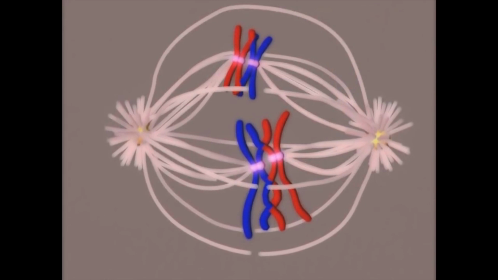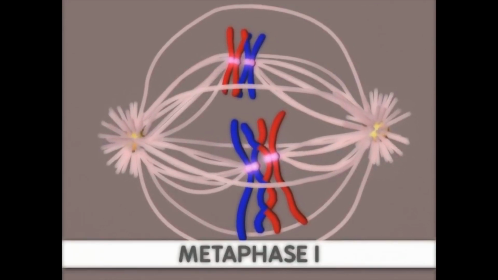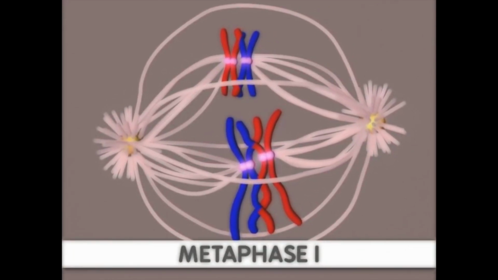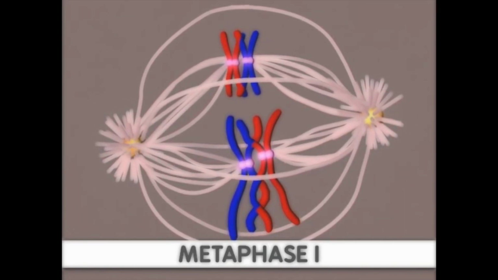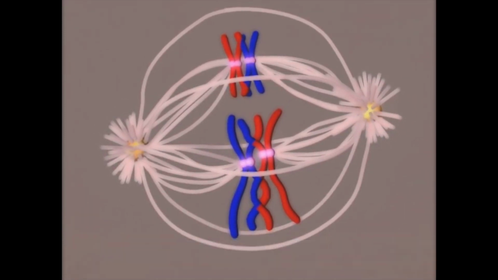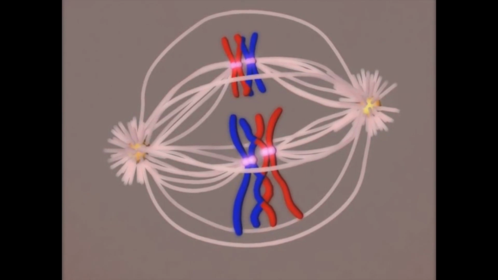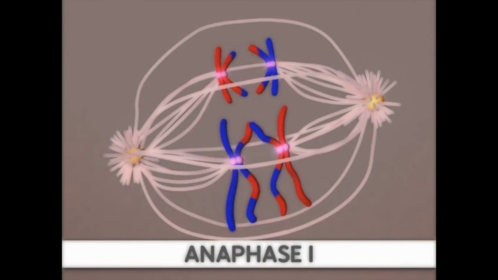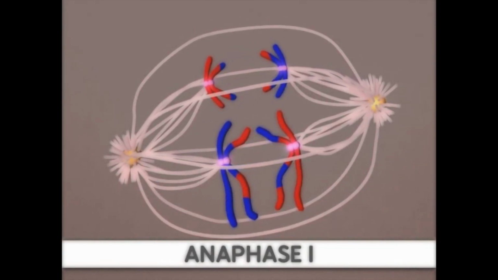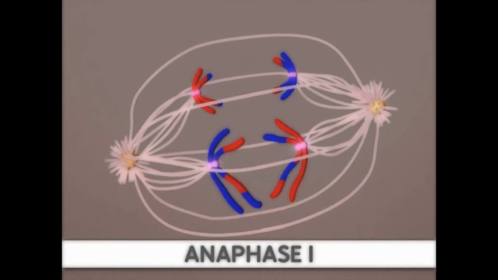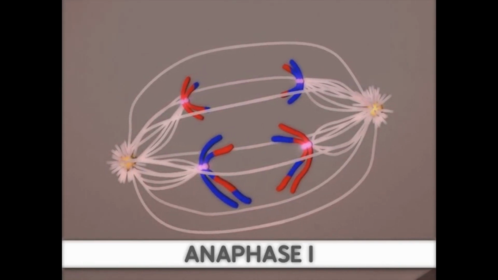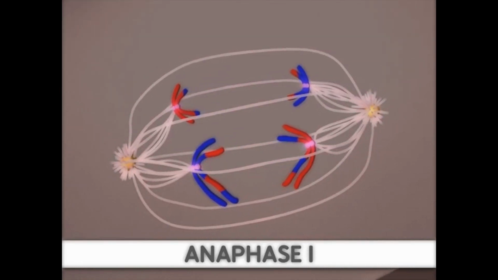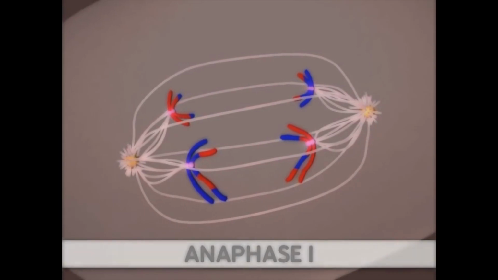The next phase of meiosis I is called metaphase I. Here, the synapsed chromosomes align at the equator of the cell. The chromosomes align randomly, which results in different combinations each time meiosis occurs. The next phase is anaphase I. During this phase, homologous chromosomes separate and migrate to the 2 poles of the cell. Importantly, the sister chromatids remain attached at their centromeres.